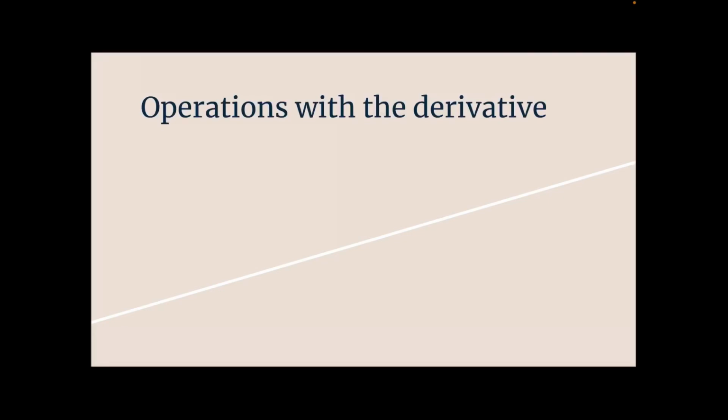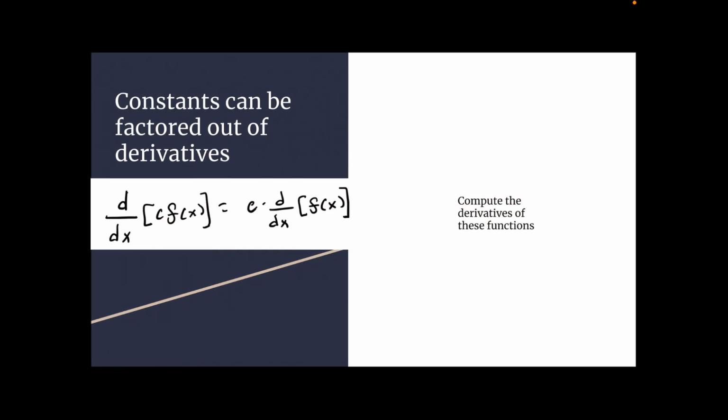So next we're going to talk about operations with the derivative, like we could factor constants out from the derivative, or we could distribute derivatives through addition or subtraction signs. So the first operation is the constants could be factored out of the derivative. So if I have the derivative of a constant multiplied by a function, I can factor the constant out such that I could first take the derivative of the function, and then after I do that, I could multiply it by the constant. So that's pretty convenient.